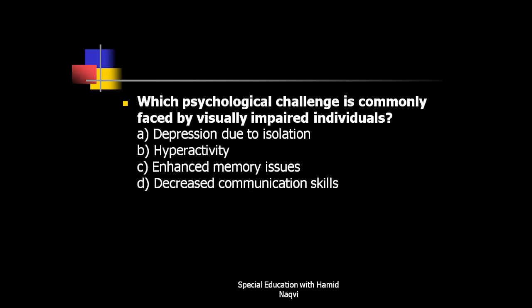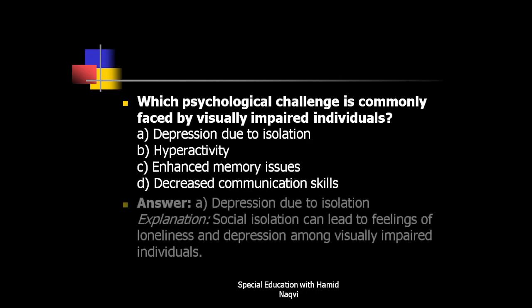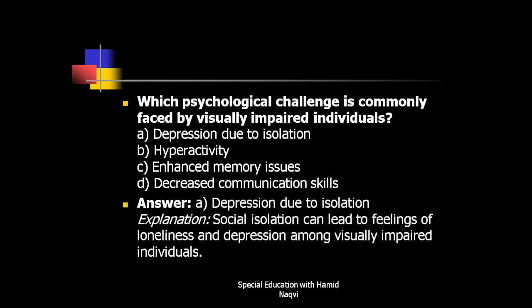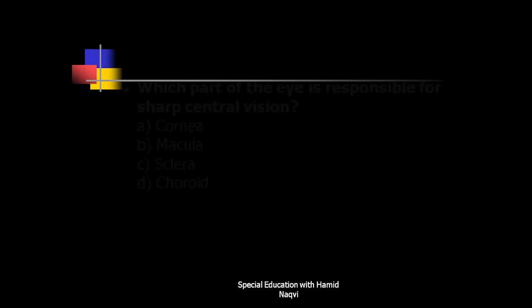Which psychological challenge is commonly faced by visually impaired individuals? Depression due to isolation, hyperactivity, enhanced memory issues, decreased communication skills. Answer is depression due to isolation. Social isolation can lead to feelings of loneliness and depression among visually impaired individuals.